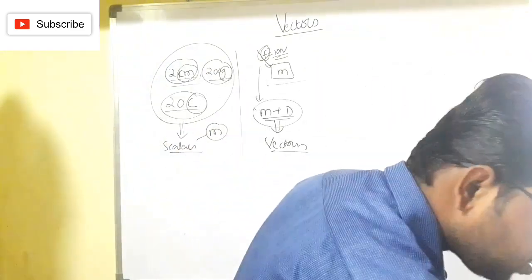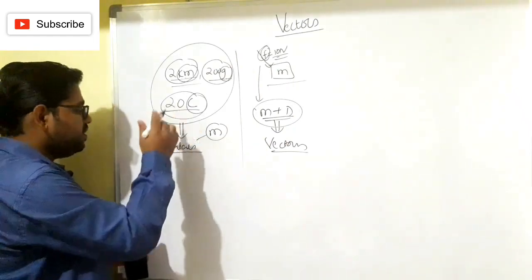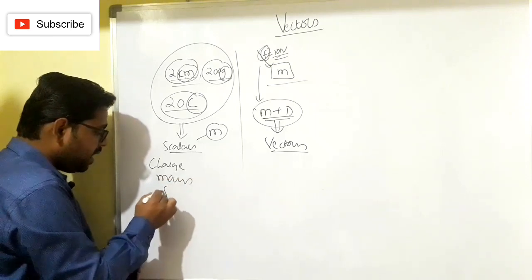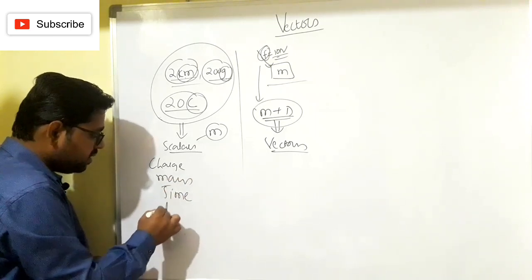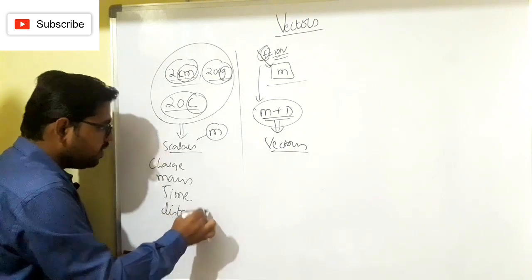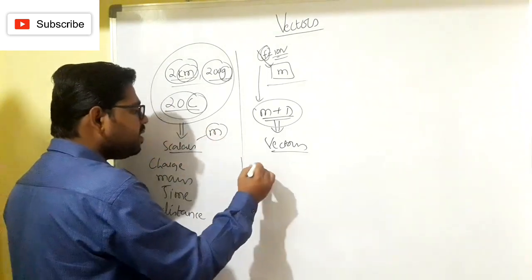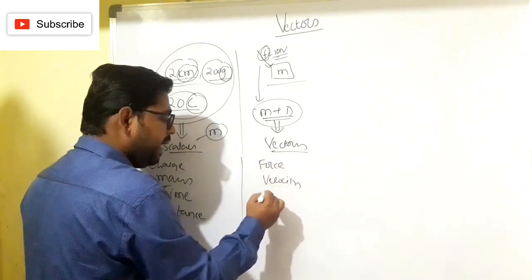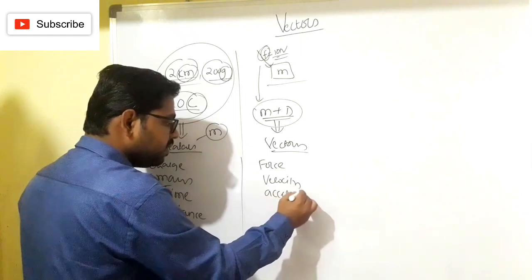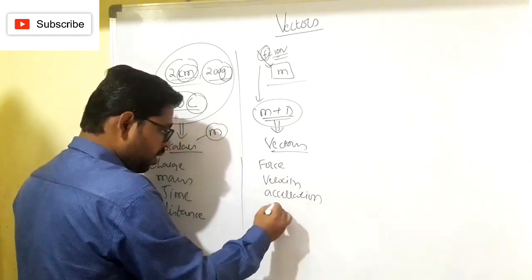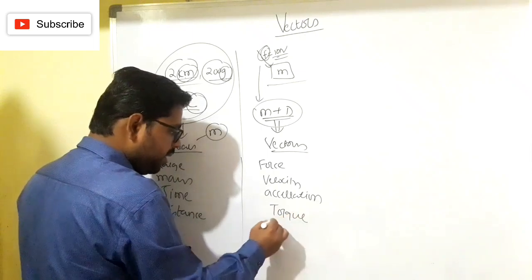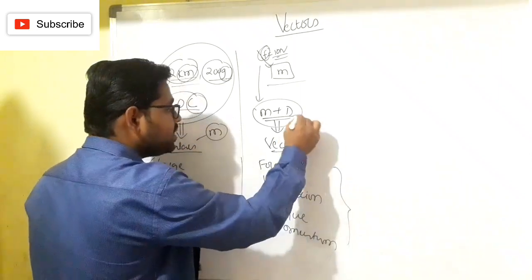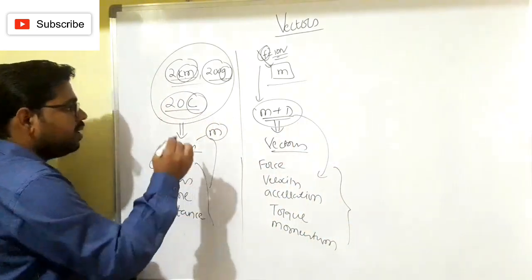Now we understood. Some examples of scalars are charge, mass, time, and distance. Vectors are force, velocity, acceleration, torque, and momentum. All these physical quantities have magnitude as well as direction, whereas scalars have only magnitude.